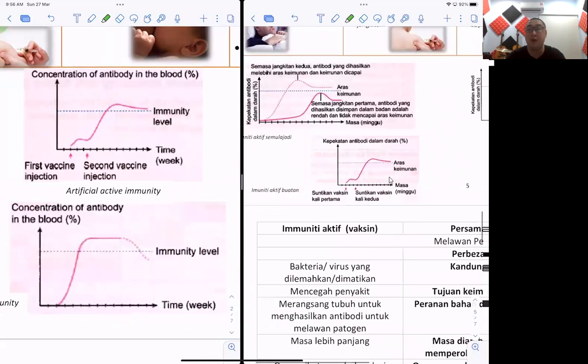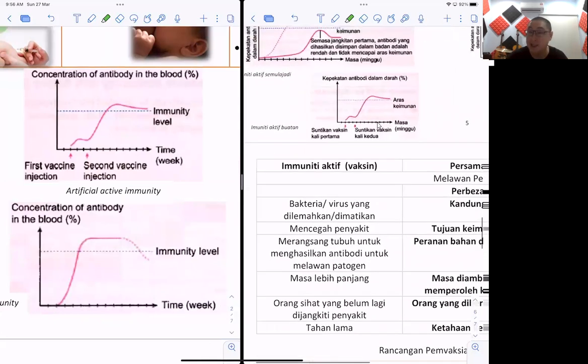Again, same thing with your vaccine. Why do you need two injections or sometimes even three? Because with the first injection, you will notice that it only goes up a little bit. That's why in COVID-19, the first dose is not able to protect you from COVID, because you are still way below the immunity level. Your skin is not thick enough. It's still weak.